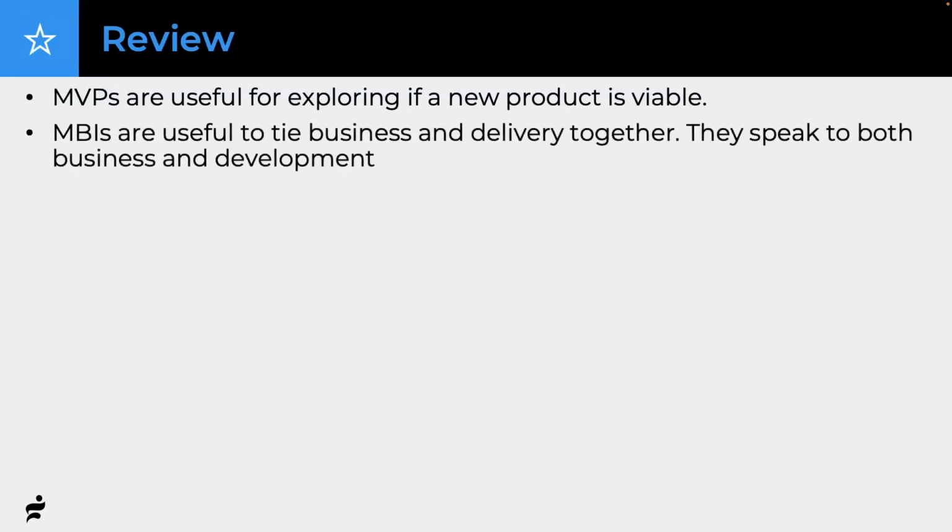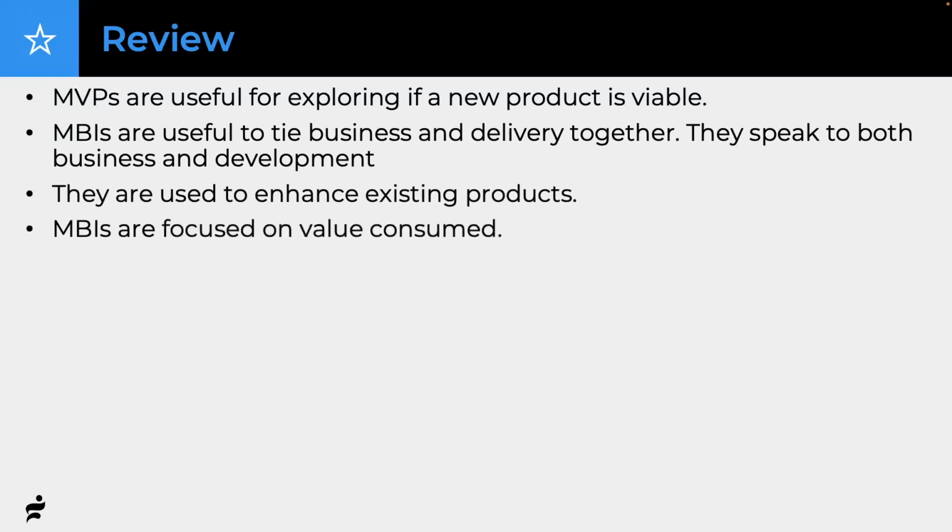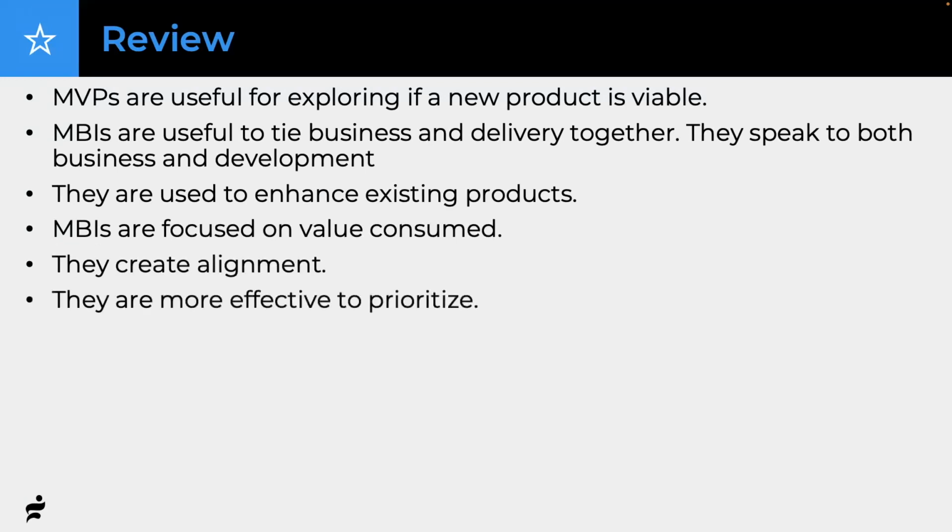Okay, so in review, MVPs are used for exploring if a new product is viable. MBIs are useful to tie business and delivery together. They speak to both business and development. They're used to enhance existing products. MBIs are focused on value consumed, and they create alignment. And they are more effective for prioritization because they're the proper size to prioritize.